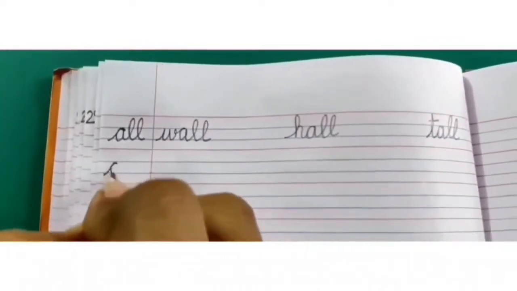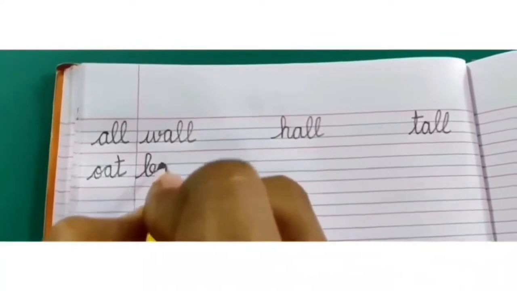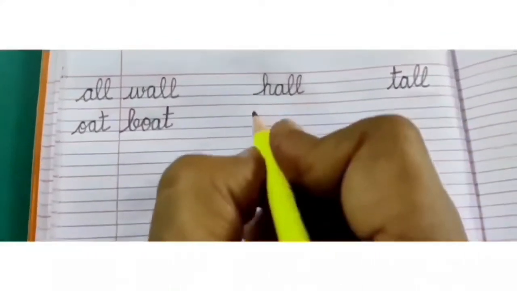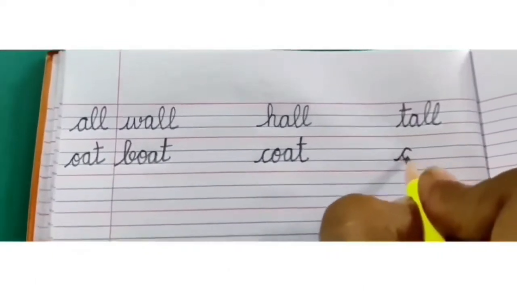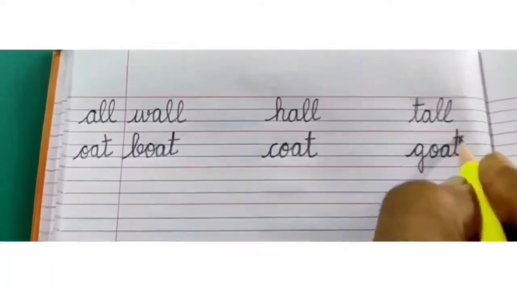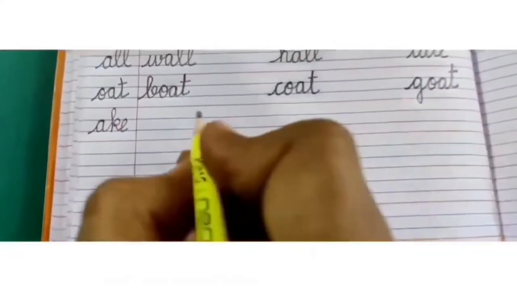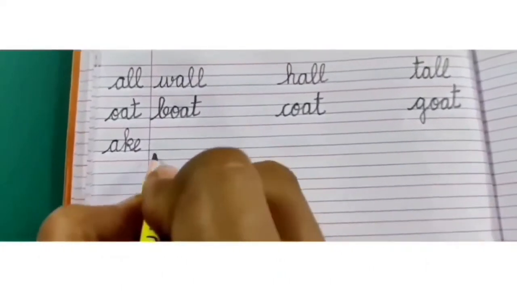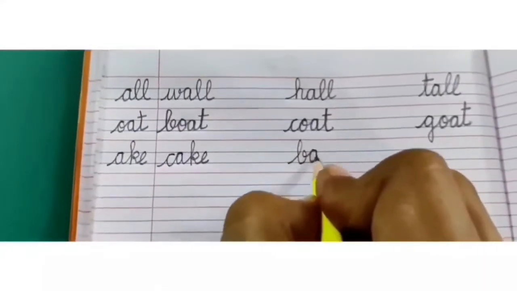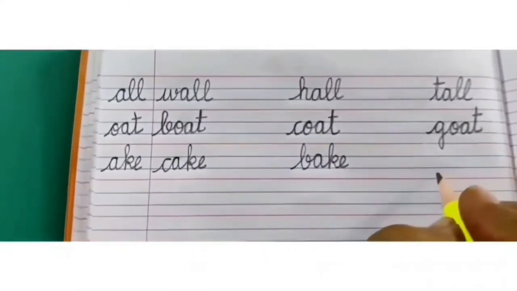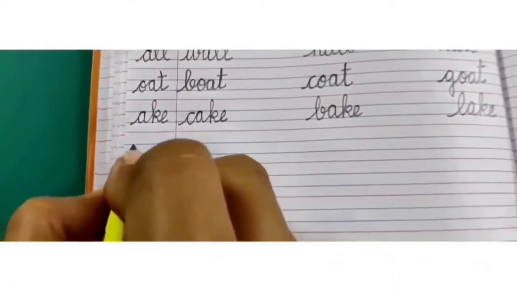Then write down O-A-T. Spelling is B-O-A-T, boat. C-O-A-T, coat. G-O-A-T, goat. The next is A-K-E. Then make a spelling. C-A-K-E, cake. B-A-K-E, bake. L-A-K-E, lake. Next one is double O-K.